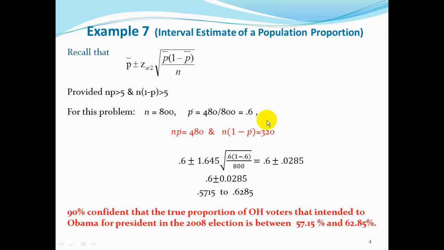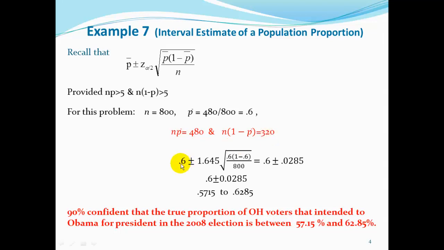Recall that we can use this formula to estimate the population proportion provided these conditions here are met. For our problem, our n value is 800, and our p-value, the proportion of our sample that intended to vote for Obama in 2008, is equal to 480 divided by 800, which is 0.6. So n times p would be equal to 800 times 0.6, which is 480. This value is indeed greater than 5, but also n times 1 minus p, which would be 800 times 0.4, equals 320, which is also greater than 5.